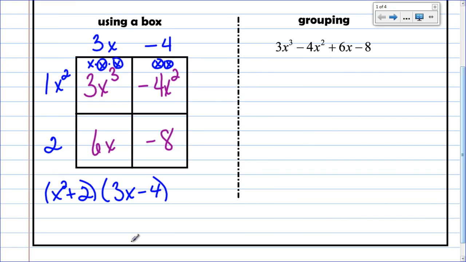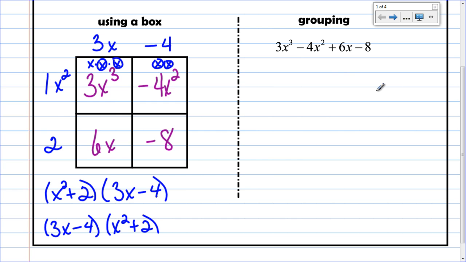Now if you chose to write it the other way, and you did the 3x minus 4 first and then the x squared plus 2 second, these mean the same thing. They're just flip-flopped. Multiplication order doesn't matter, so you can change the order. Just make sure you keep the pieces together. The 3x and the minus 4 go together.